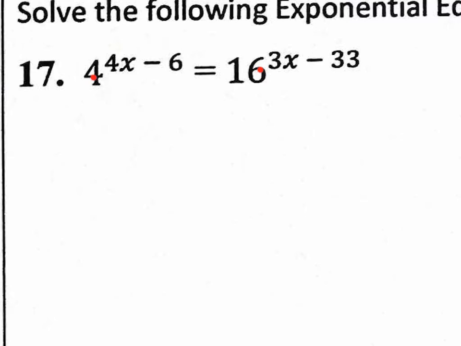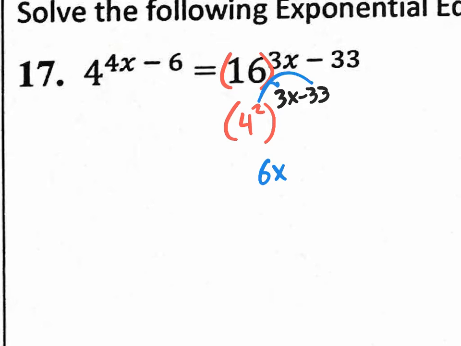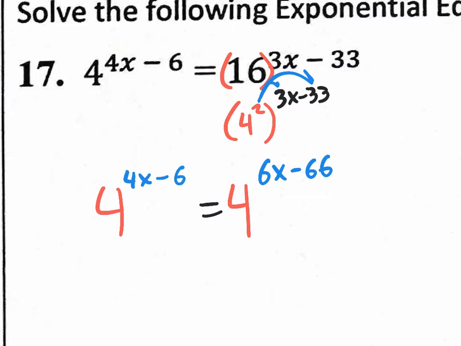Sometimes you'll actually have to modify both. But in this case, let's just take that 16 and rewrite it as 4 to the 2nd, and it's still to the 3x minus 33. And let's distribute power to a power. 2 times 3x, that's 6x. 2 times negative 33 is negative 66. And of course, that's still the power of base 4. And there's still an equal sign here. And on this side, we still have the 4 to the power of 4x minus 6. Everybody with me so far?